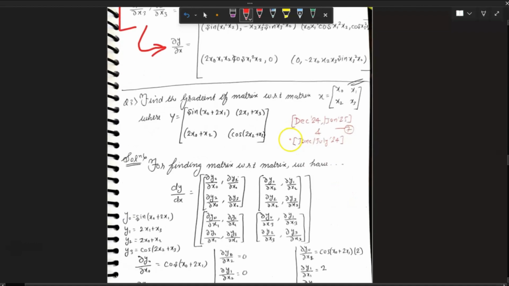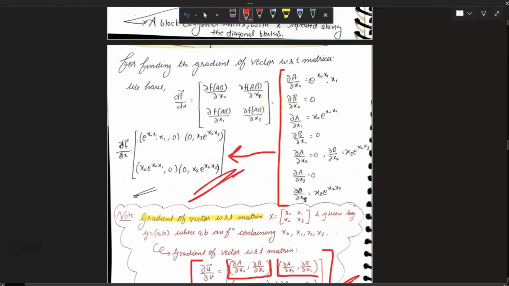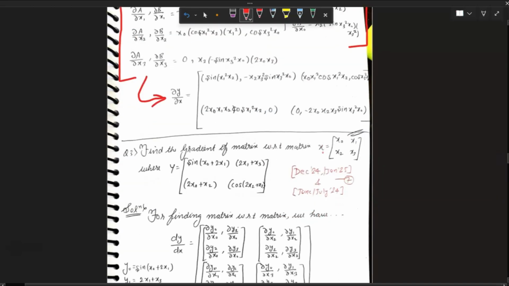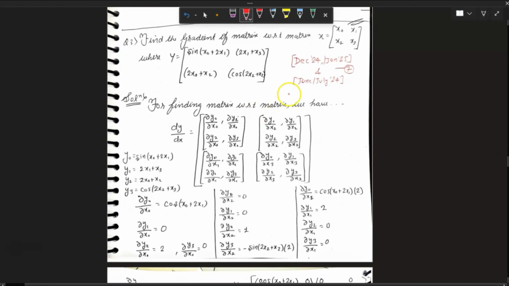Okay, so let's move to the next question. Find the gradient of matrices with respect to matrices. For the gradient of a matrix with respect to a matrix, we already saw the formula over here. So this formula you have to apply. How to solve it? First write the formula, okay, then find all the individual values.